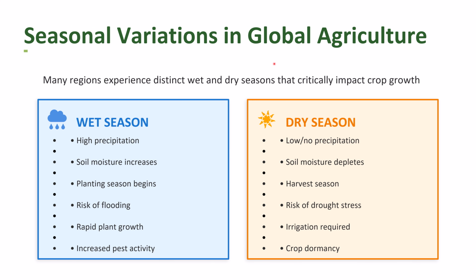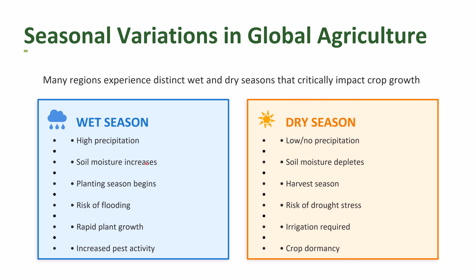Seasonal variations in global agriculture. Farmers don't just watch the daily weather, they have to plan their entire year around seasons. Many parts of the world depend on two main periods: wet season and dry season. The wet season.